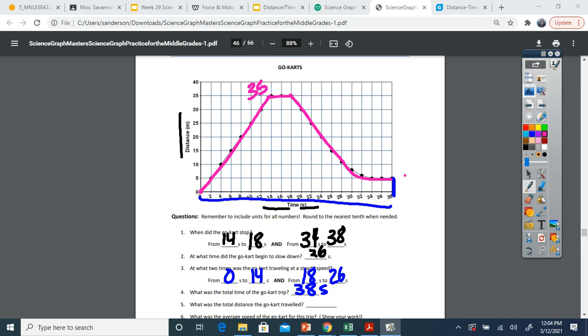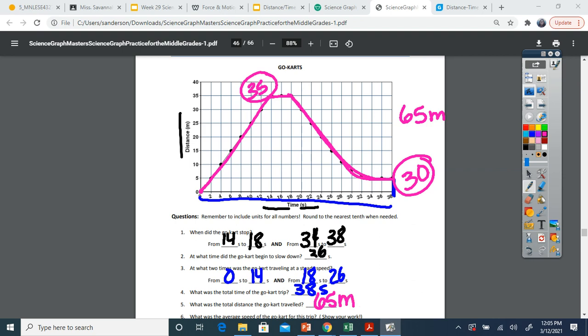So we have 0 to 35, and then 35 to 5. So 35 minus 5 is 30. So it travels 35 meters and then 30 meters. So all we need to do is add those up, which would give us 65 meters. That's the total distance it's traveled.